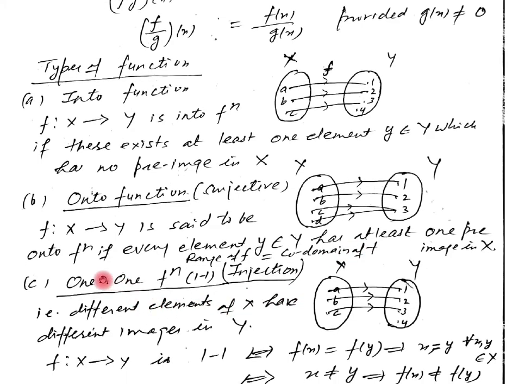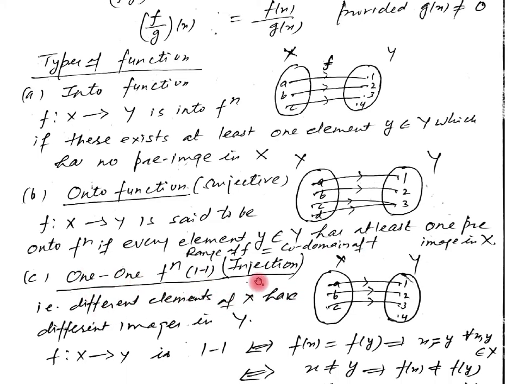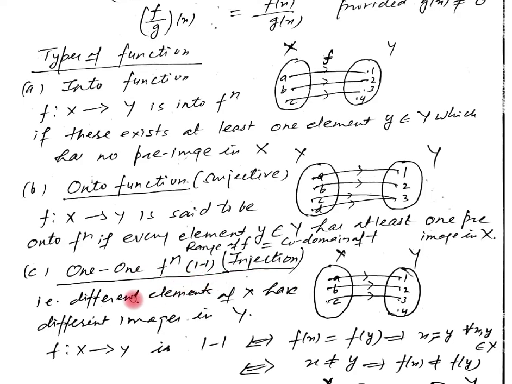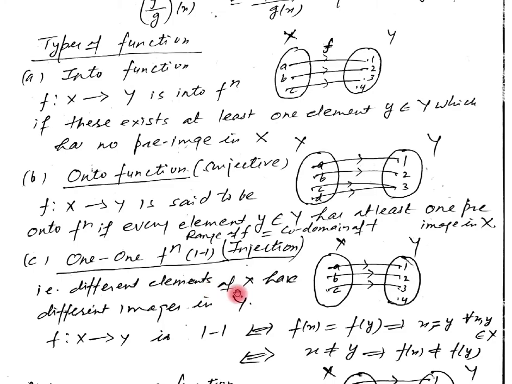Now comes the one-one function, or injective function. If different elements of x have different images in y, then we can say the function is a one-one function. Whereas this function is not one-one because two elements have the same image. Here every element has a different image. This type of function is known as what?